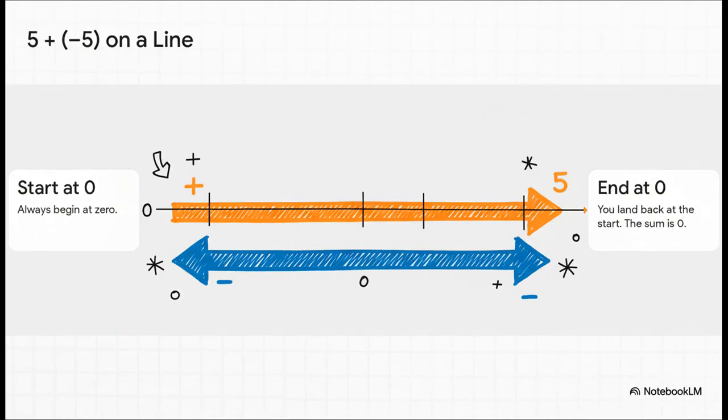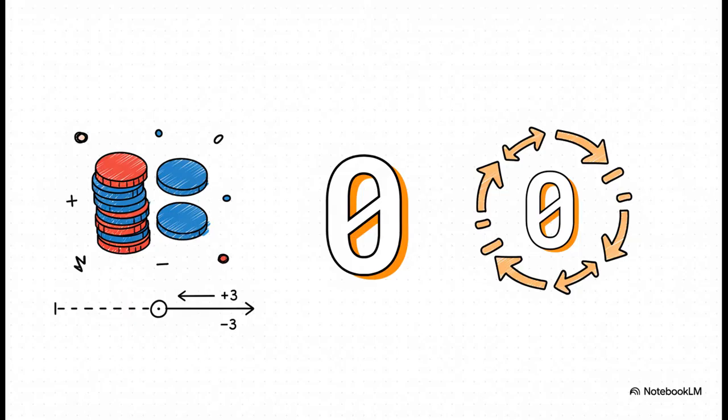Let's try a new example here. How about 5 plus -5? Now on a number line, you always start at 0. First step, we move 5 units to the right for that +5. Okay, now we're at 5. From that exact spot, we add the -5, which just means we move 5 units back to the left. And where do we end up? You got it, right back at 0.